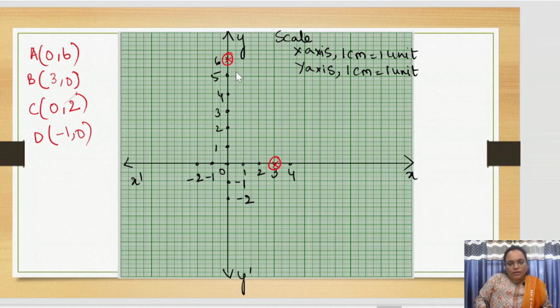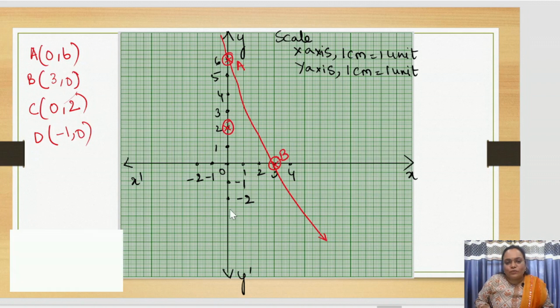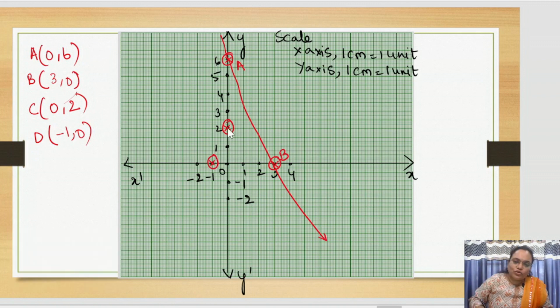So let us join these 2 points. This is A and this is B point. Okay. The next one is 0 and 2. 0 on the x-axis, 2 on the y-axis, which is here. Minus 1 and 0. Minus 1 on the x-axis and 0 on the y-axis, which is here. Now join these 2 points. This is C point and this is D point.